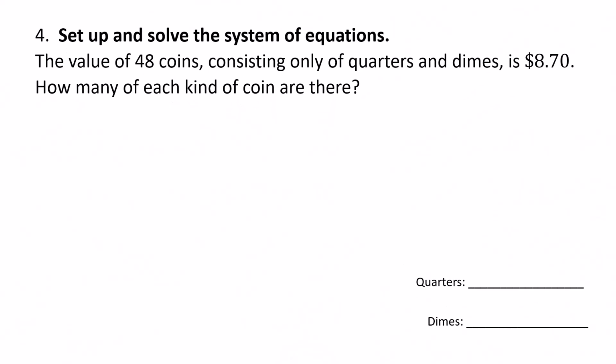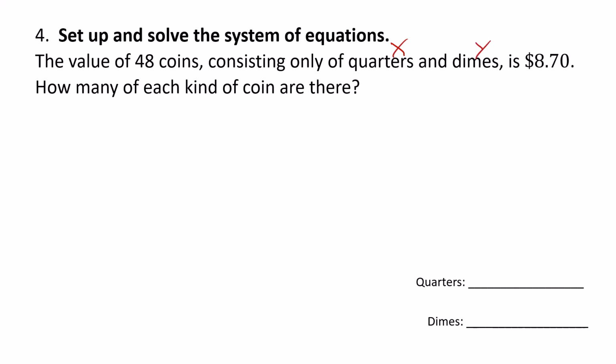This one we now have to actually set up a system, so a little bit more complex than the last three. But it does look like I only have two variables to worry about with quarters and dimes. So here we can go ahead and set up or define whatever variables we want to use. I think I'll stick with x's and y's, but you could use whatever variables you want. I'm going to go with the quarters being the x's and the dimes being the y's.